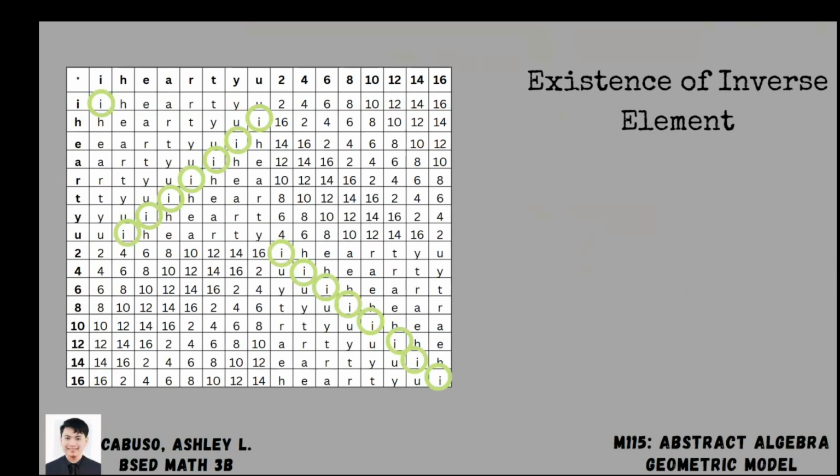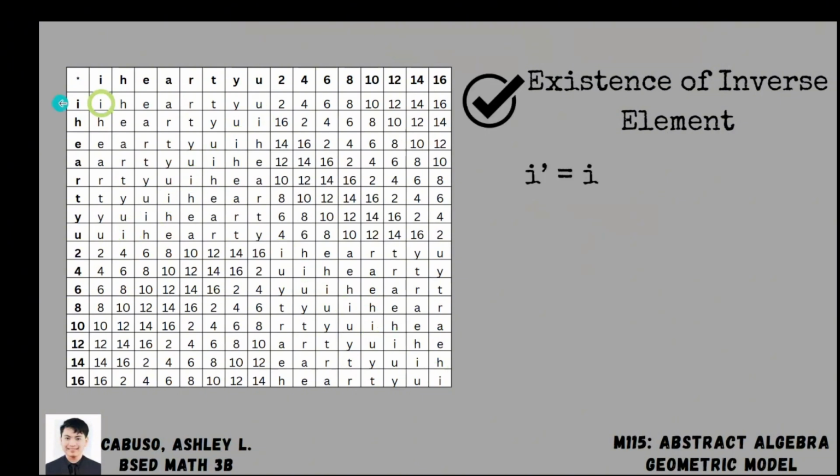Now, the existence of inverse element. Lastly, for our fourth condition, does an inverse element for all exist? For us to be able to find the inverse of each element, we must first identify the identity element on the table. As you can see, the identity element for each row is encircled by a green outline. So let's find the inverse of each element.